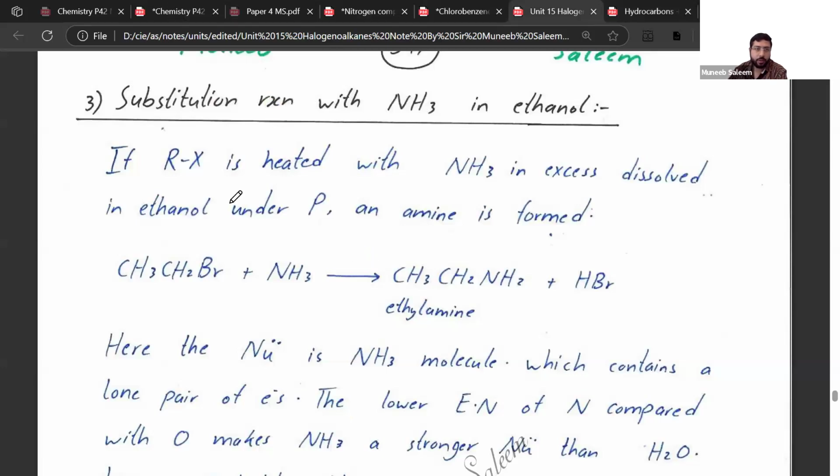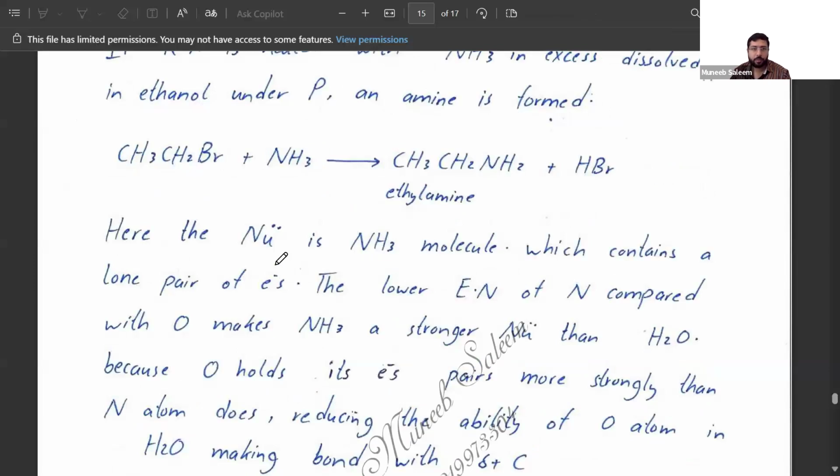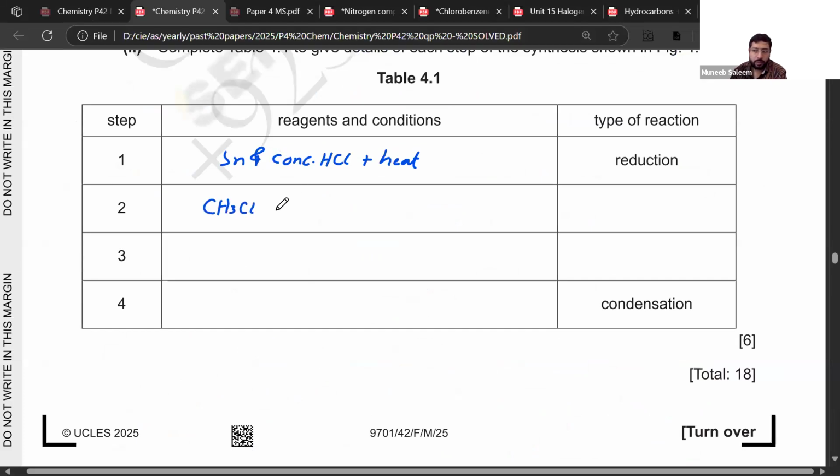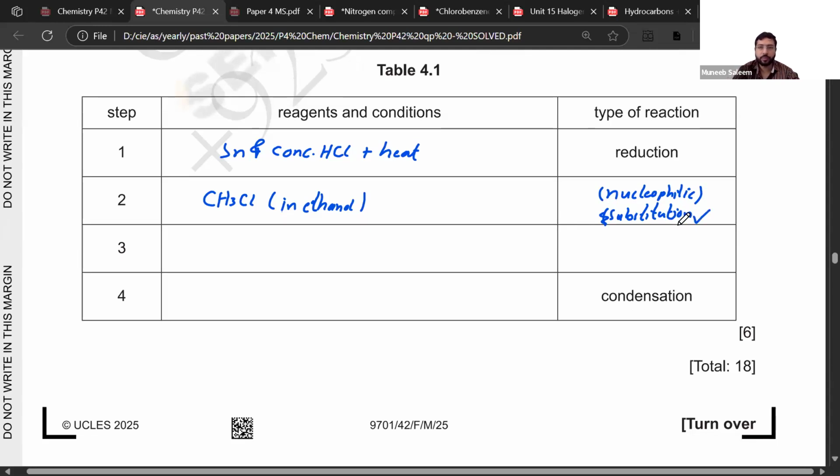Okay, now we give the answer like this in the table form, that this is reacting with either CH3Cl in the presence of ethanol, and the type of reaction is nucleophilic substitution. Or you can just write only the substitution reaction, that could be the correct answer.